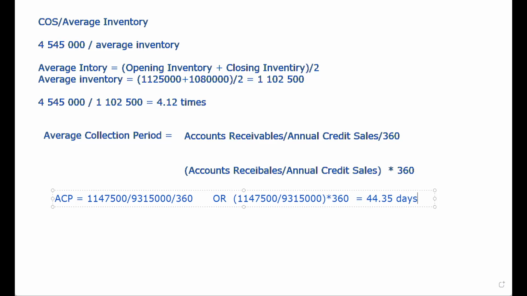James, quick one. On the first formula, is it divide by 360 or is it times 360? On the first formula, it's divide by 360. Oh, okay. Thank you. That's why I don't like that formula, because sometimes it's very confusing, especially if you're punching in a calculator. You might punch it incorrectly and end up with a completely different answer. All right. So this is done. This is average collection period. We go to the next one.